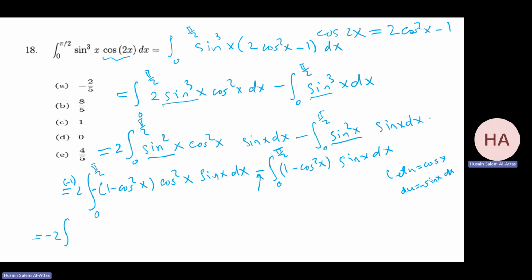Cosine 0 is what? Actually, I can put it in one integral. Yeah, let me combine them at the same time. Cosine 0 is 1. Cosine pi over 2 is 0. And they have what? This with this, this with this, and with this, that will give me du. I have 1 minus u squared, u square.